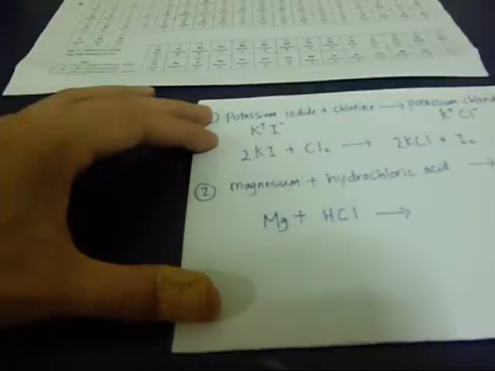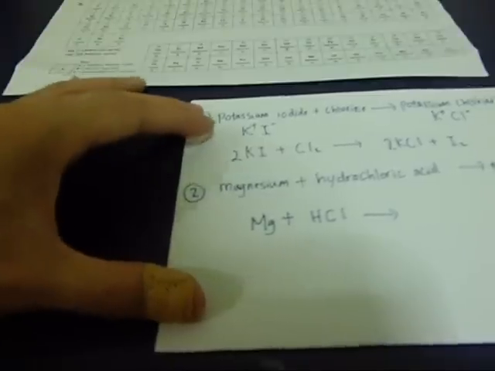Another 2 common acids would be sulfuric acid, which is H2SO4, as well as nitric acid, HNO3. Now these 3 acids, hydrochloric acid, nitric acid and sulfuric acid, the chemical formula you must remember.